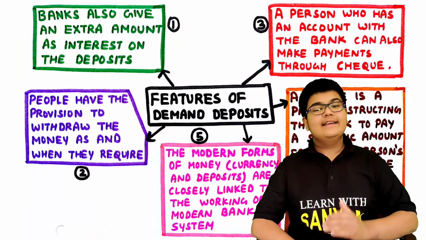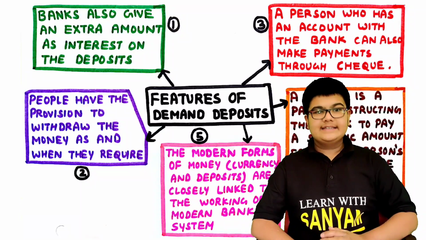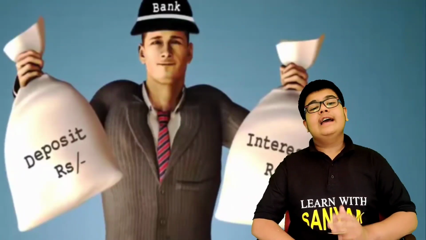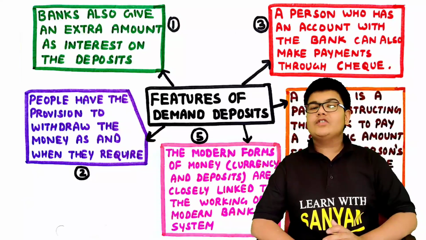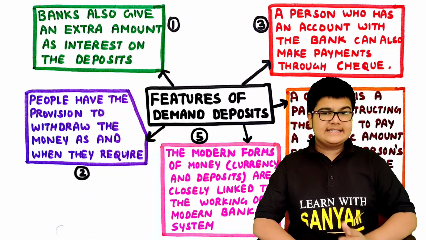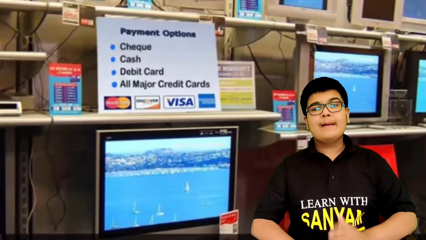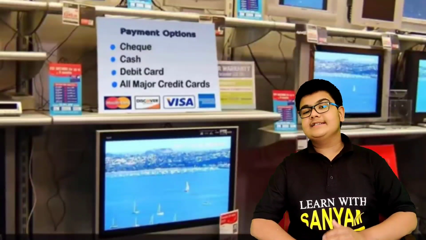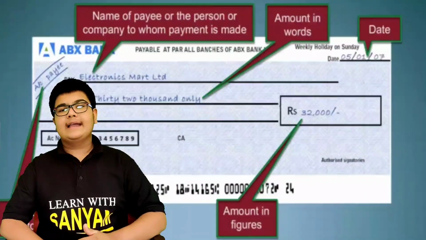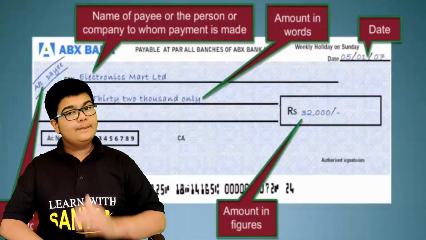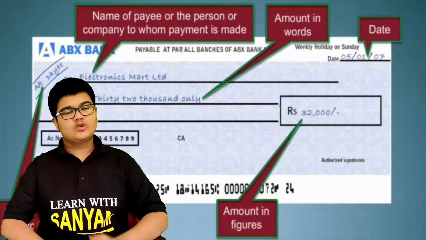Now, let's see a few more features of these demand deposits. The banks also give an extra amount as interest on these deposits. The people have the provision to withdraw their money as and when they require. A person who has a bank account can also make payments through checks. A check is a paper instructing the bank to pay a specific amount from that person's account to the person in whose name the check has been issued.